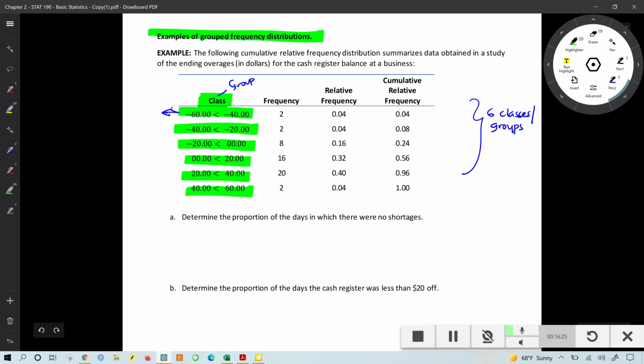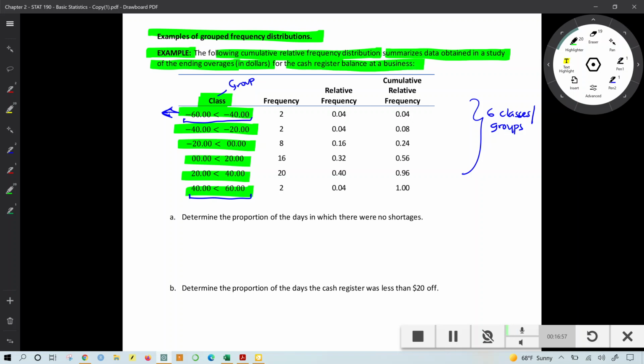In the first group, it ranges from the numbers -60 to -40. In the last group, we have numbers from 40 to less than 60. So, what does this data represent? For context, let's read the preamble. The following cumulative relative frequency distribution summarizes data obtained in a survey or study of the ending overages in dollars for the cash register balance at a business.